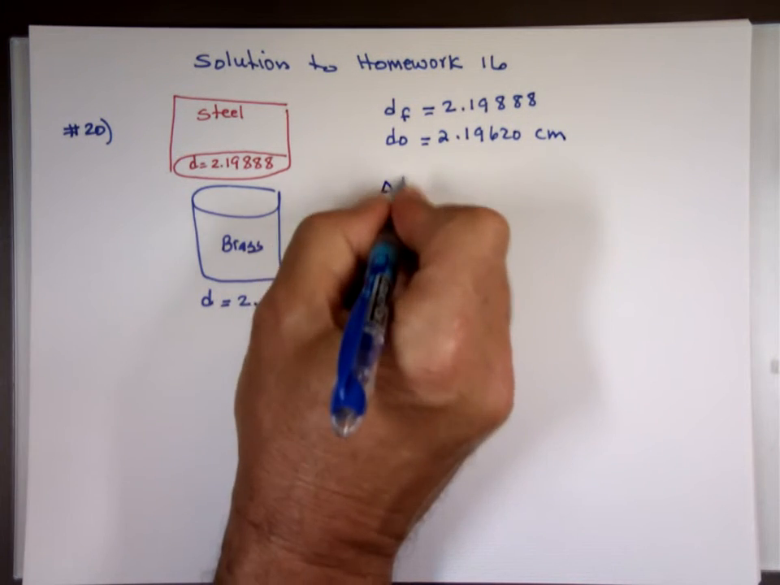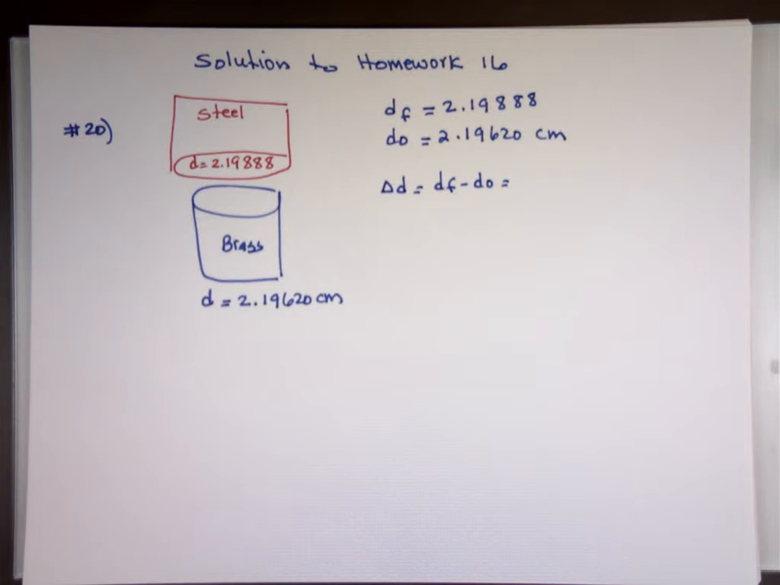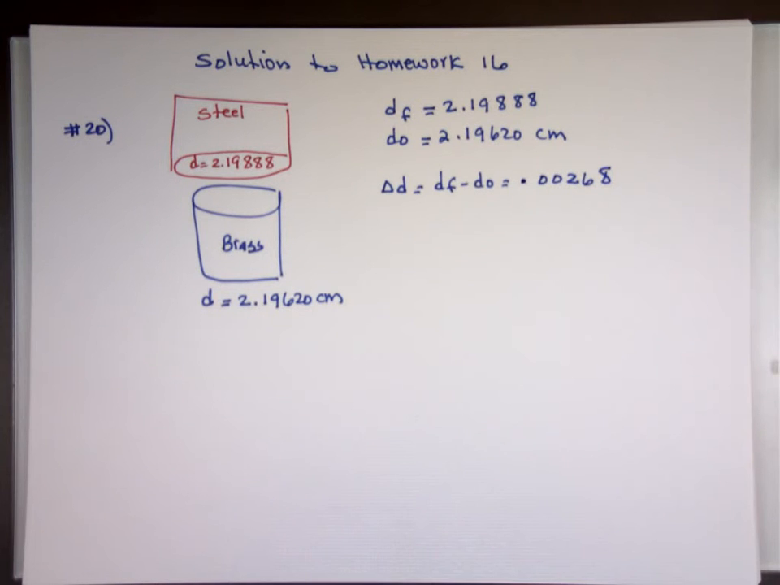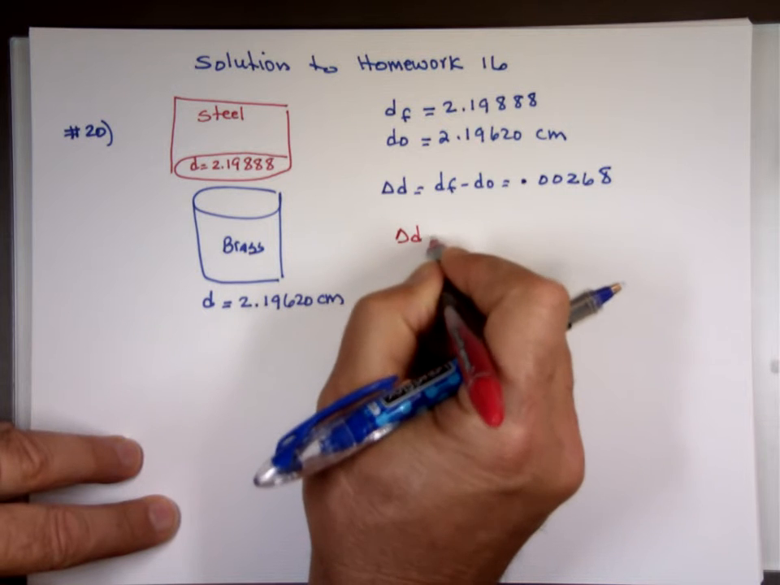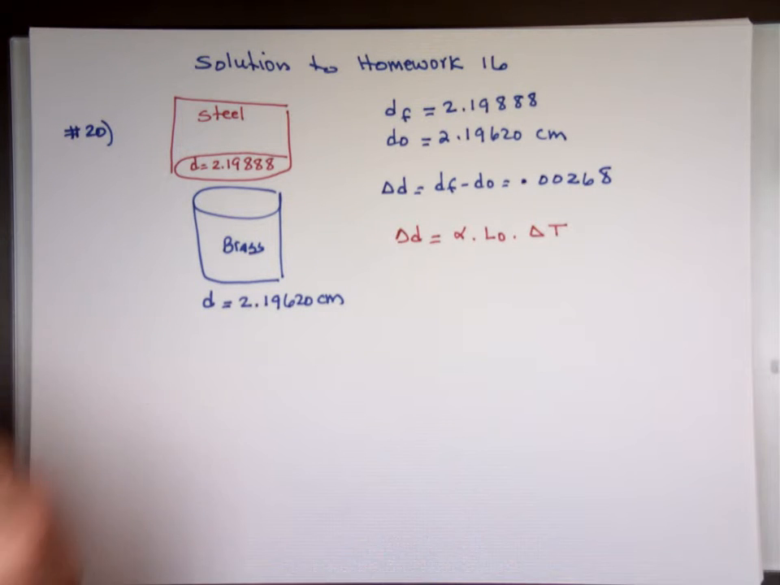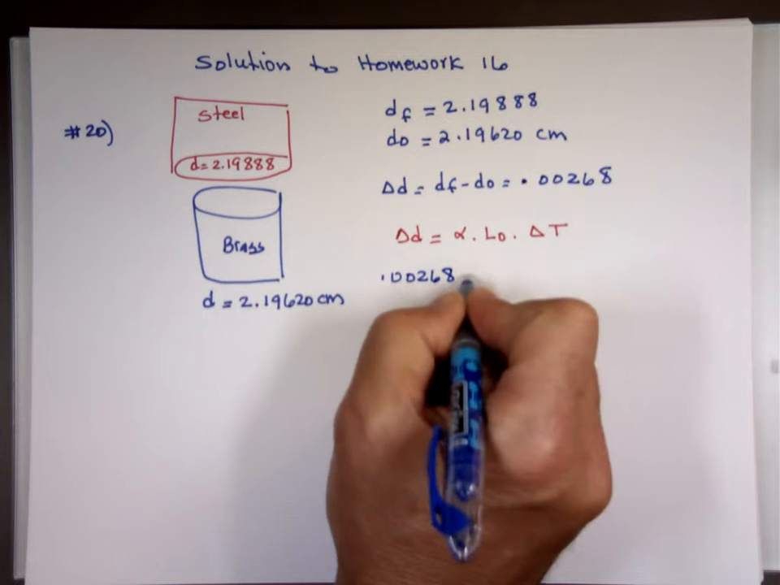The change in the diameter is going to be D final minus the D initial. 2.19888 minus 2.19620 is 0.00268. Well, I know the change in diameter equals alpha times L0 times change in temperature. 0.00268. Now I'm actually heating the brass.